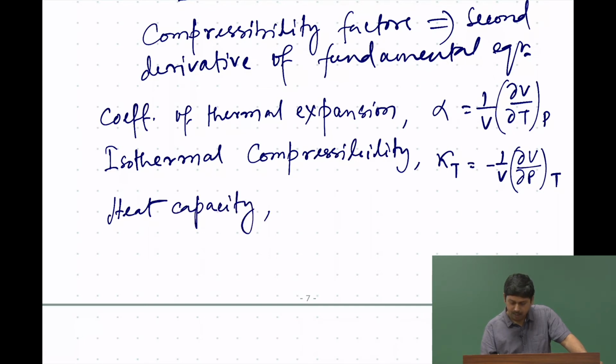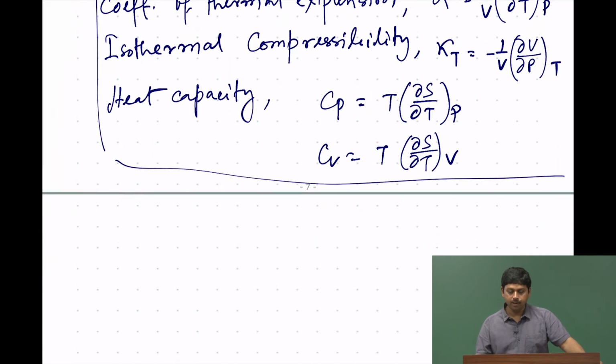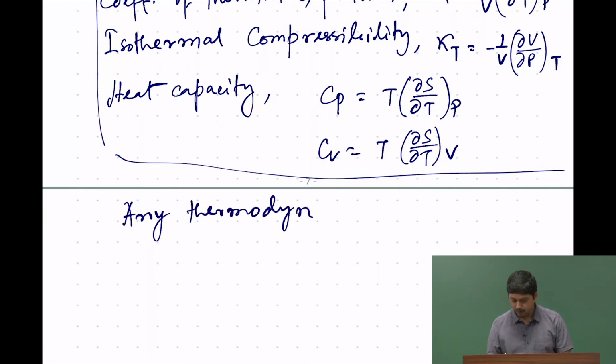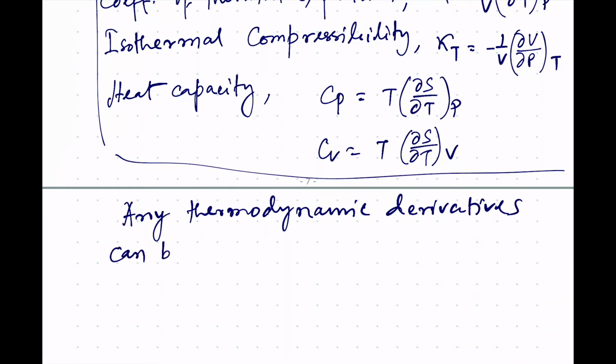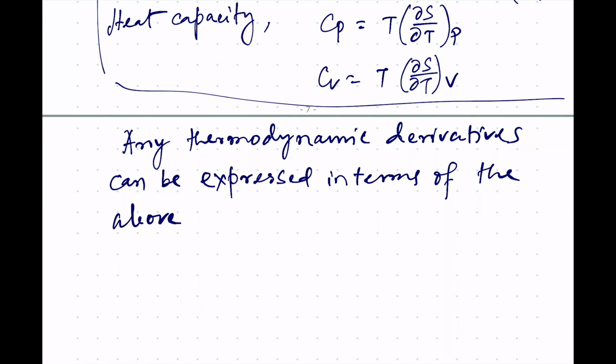Heat capacity we know: Cp is T del S by del T at constant P, and Cv is T del S by del T at constant V. Now, a very important point: any thermodynamic derivatives or changes can be expressed in terms of the above heat capacities. In general they are called response functions.